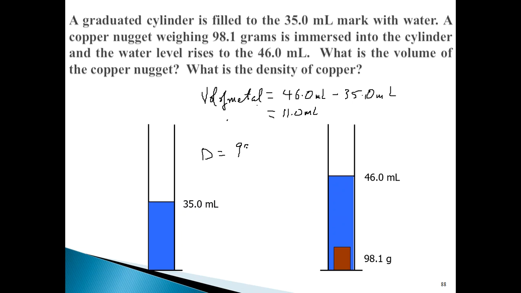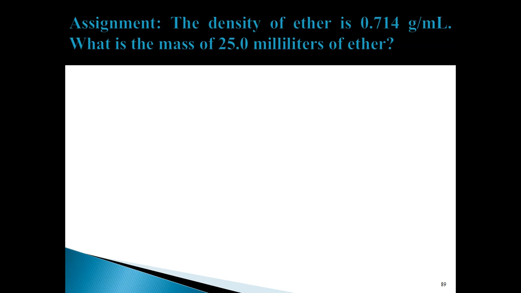And therefore the density will be equal to the mass of the metal, which according to the question is 98.1 grams divided by the 11.0 mL. And when I do that calculation, 98.1 divided by 11.0, I got 8.92. So write it here, 8.92 grams per mL. And that's how that is done. All right, so much for that example.